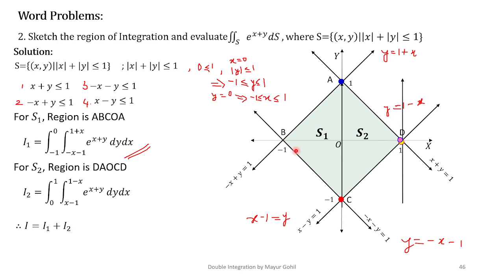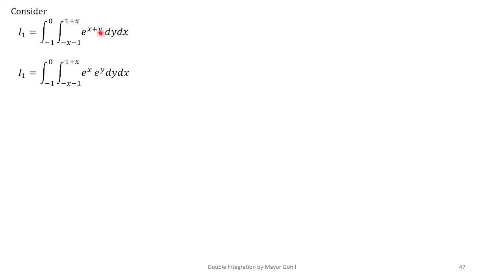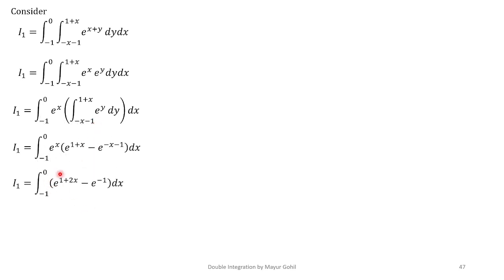So I1 and I2 are the two components of the main answer that we have to find. So let us solve for I1. Okay, so for I1 what do we get is this. Okay, so I do the laws of indices over the function. So e to the power x, e to the power y. So integrate e to the power y, you will get the following answer. And once you simplify the function by multiplying e to the power x inside, you will get e to the power 1 plus 2x minus e to the power minus 1.